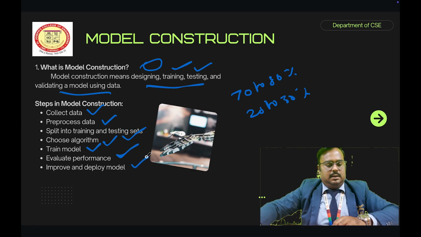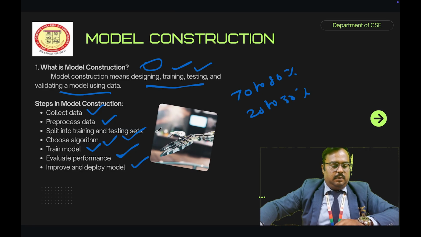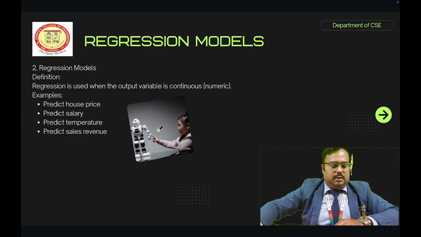So next one is regression model. So what is meant by regression model? Regression we already discussed, right? Regression is used when the output variable is continuous, that is numerical. For example, predict house prices, predict salary, predict temperature and predict sales revenue.